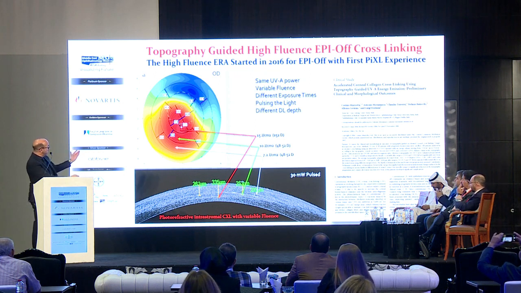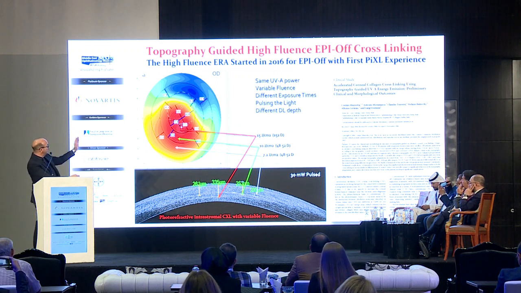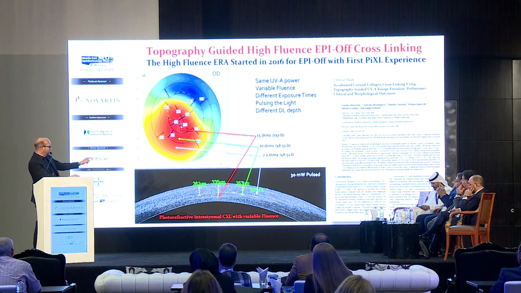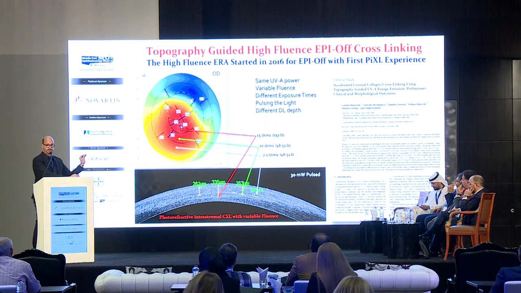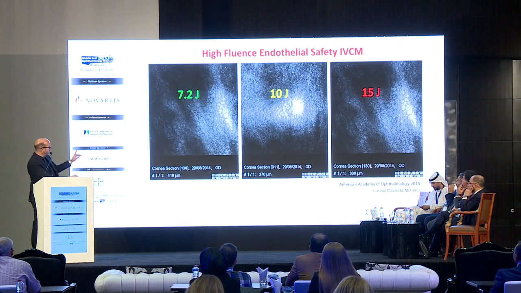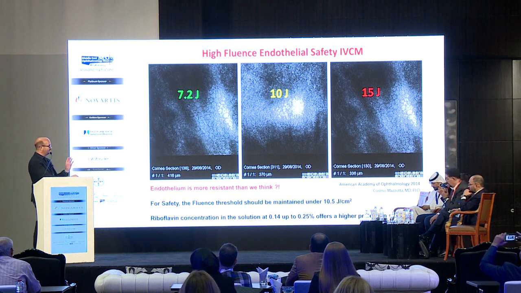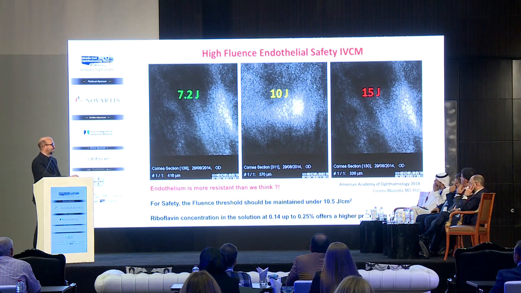This was the first study I did using very high fluences, 7.2, then 10 joule, then 15 joule in epi-off. You can see 3 demarcation lines. So we showed for the first time that cross-linking is not only oxygen dependent, but also fluence dependent. And the endothelium was okay in any case, so it is more resistant than we think. And this was a study that I presented at the American Academy of Ophthalmology in 2014.